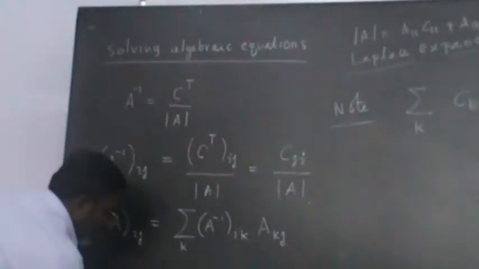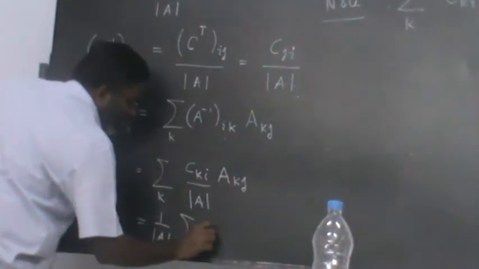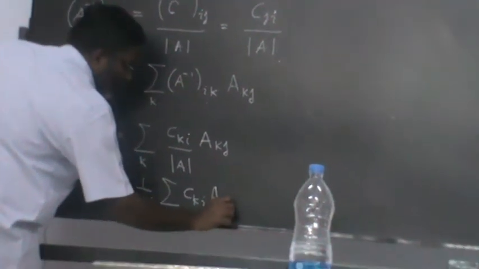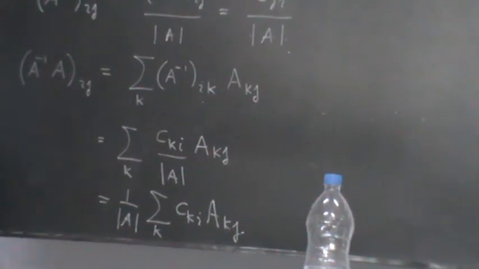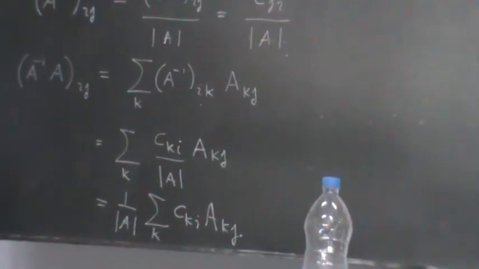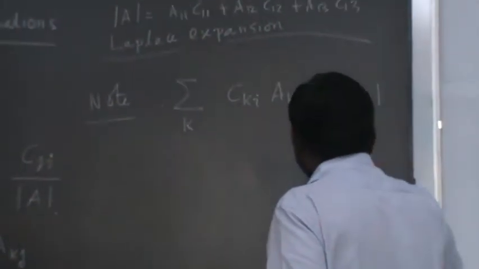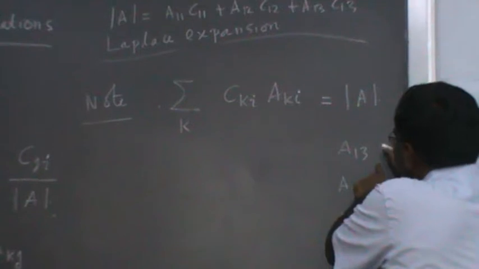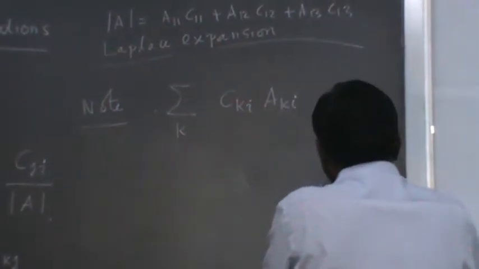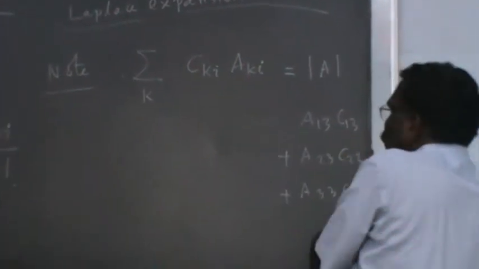Okay. So what I am going to do is I am calling this 1 over determinant of A into sum over k of C_ki into A_kj. That expansion in the second indices is the first Laplace expansion. It means, suppose I have A13, A23, A33. So I take A13 C13 plus A23 C23 plus A33 C33. So the first element is changing, fixing the second element.